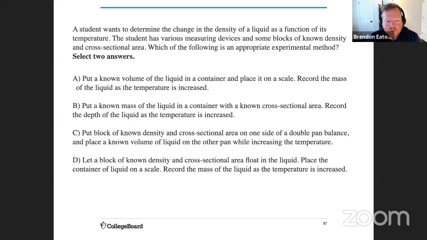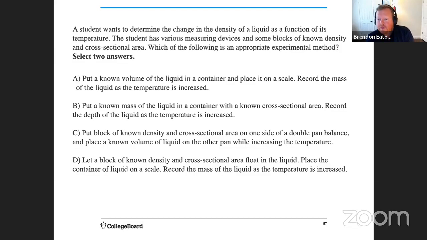So how would you measure the change in density as the temperature changes? If you look at selection A, it says put a known volume of the liquid in a container and place it on a scale. Record the mass of the liquid as the temperature is increased. Sounds fairly legit. B says put a known mass of liquid in a container with a known cross-sectional area. Record the depth of the liquid as the temperature is increased. Also sounds pretty good. C says put a block of known density and cross-sectional area on one side of a double pan balance and place a known volume of a liquid on the other pan while increasing the temperature of that liquid. That one sounds really good.